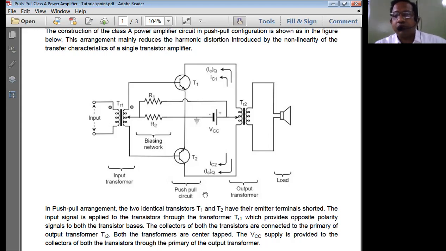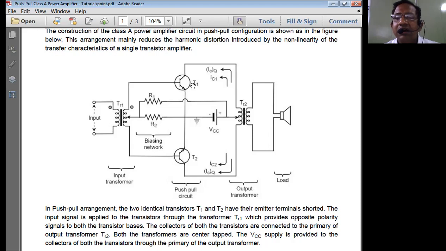Coming to class A push-pull also, the same story remains. The only thing is that the transistor T1 will be in the on condition for the entire duration of the input cycle. So this is the difference. That means the R1, R2 biasing should be such that even though there is a negative peak in the signal, the transistor T1 has to be in the on condition.